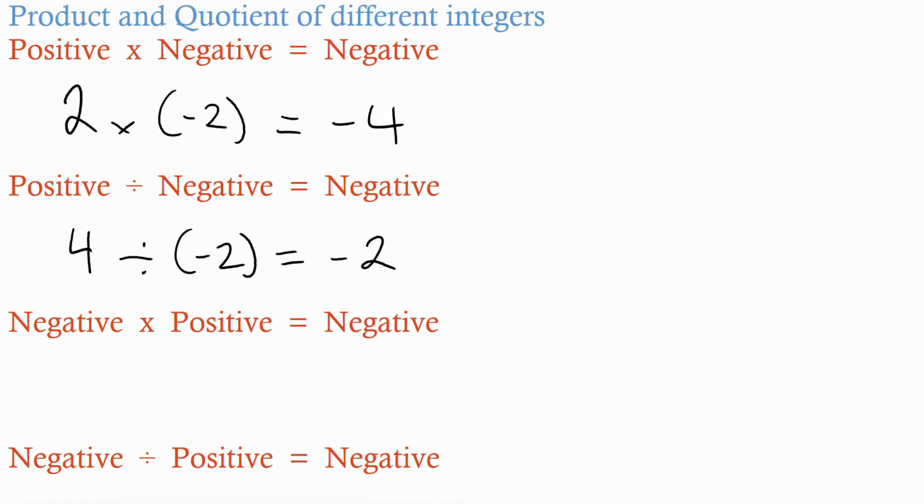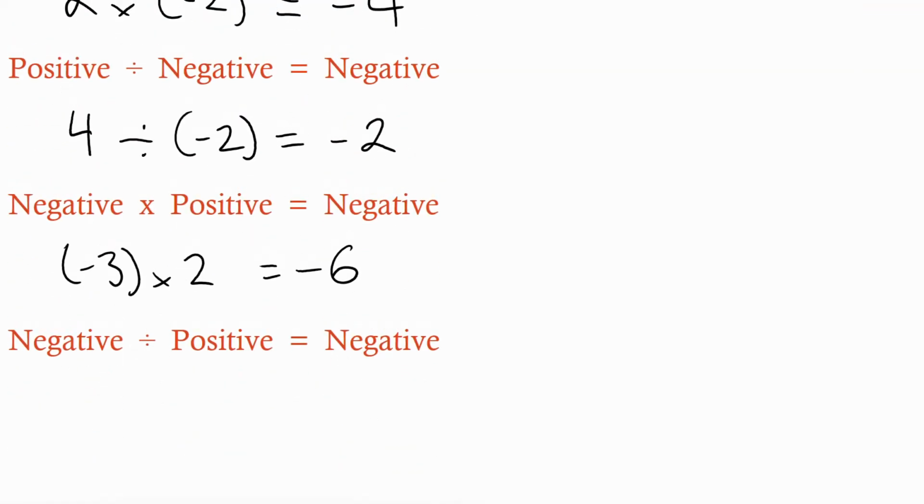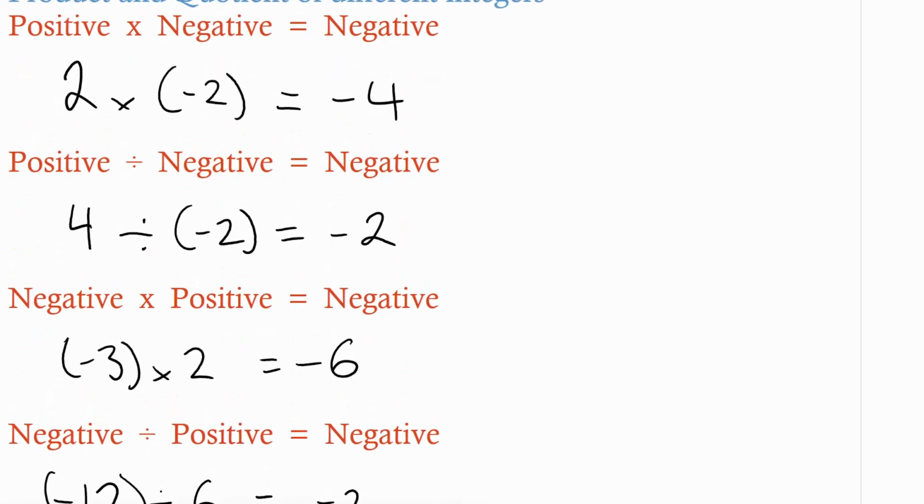Down here, what if I had negative 3 times 2? Well, I get the answer of negative 6. Negative 12 divided by 6, and the answer is negative 2. Didn't really need brackets there. So, different signs get me negative answers.